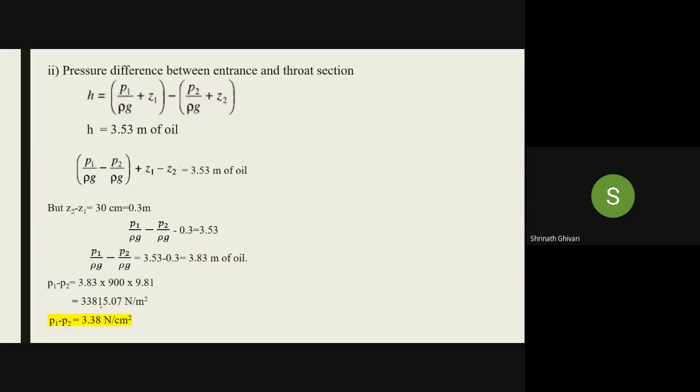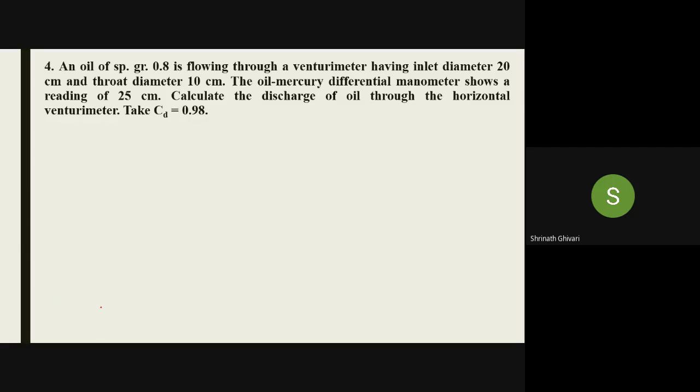Next. So in terms of Newton per centimeter square, that is 3.38 Newton per centimeter square. So we have calculated the difference in pressure and the discharge. So the next problem. This is an easy problem. I want everyone to solve this.